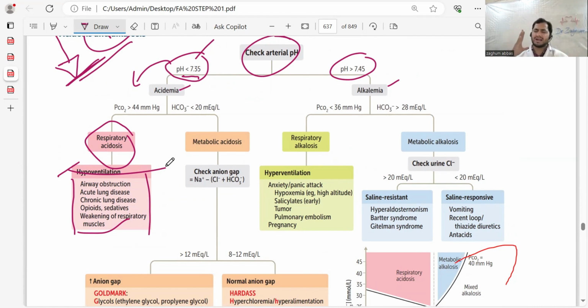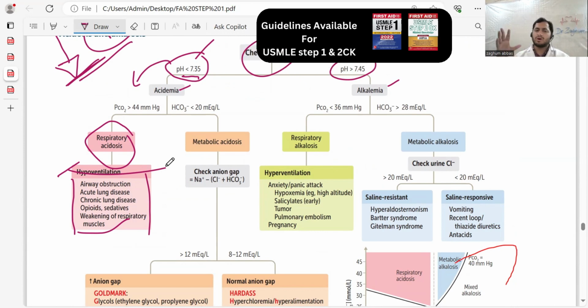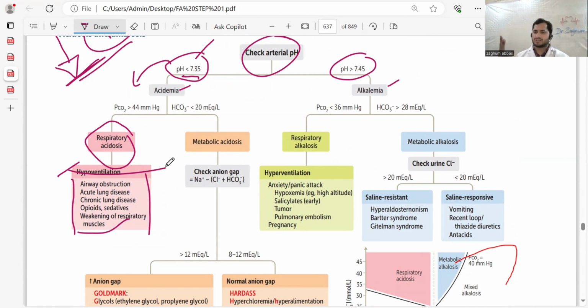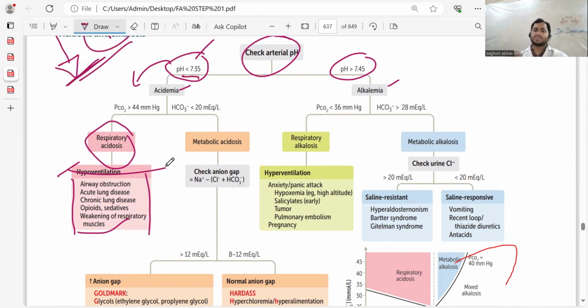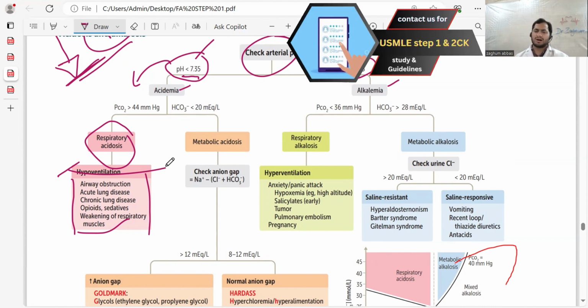From CNS, I'm just using the mnemonic CNS obstruction. Then below is neuromuscular obstruction, and then third is lung obstruction. So first is CNS obstruction. There are some drugs like sedative hypnotics, opioids, barbiturates. These drugs block or inhibit the medullary respiratory center, or there is severe brain herniation or severe brain damage that can cause hypoventilation.